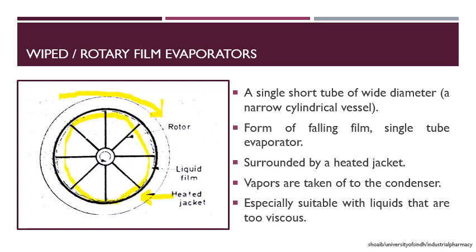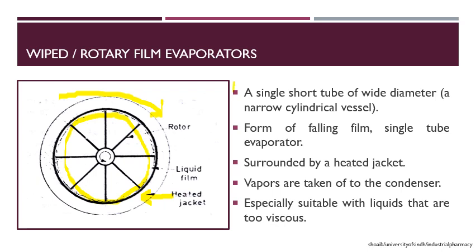Now as the drum rotates, there is formation of a film onto the surface of the drum, and the surface of the drum is heated through the heated jacket. As the drum is rotating, the liquid is continuously exposed to the heated surface. The vapors are collected separately and the product is collected separately.